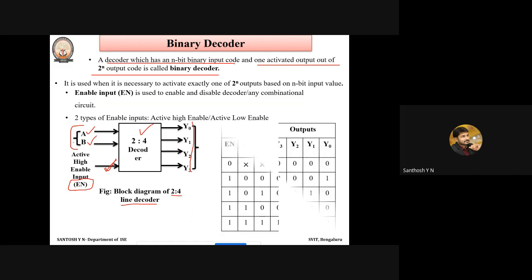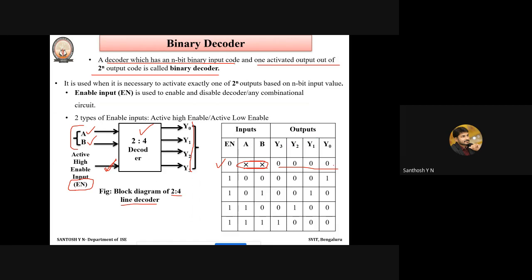Now if you observe the truth table here, what is the first case? If enable is equal to 0, irrespective of your inputs, that is A and B, your output would be 0. What are your outputs? Y3, Y2, Y1 and Y0. 2 to 4 decoder means two inputs at the input section, and you are getting four outputs at the output section. Irrespective of your inputs, that's why it is mentioned as X and X here, if your enable signal is equal to 0, Y3, Y2, Y1 and Y0 will be equal to 0.